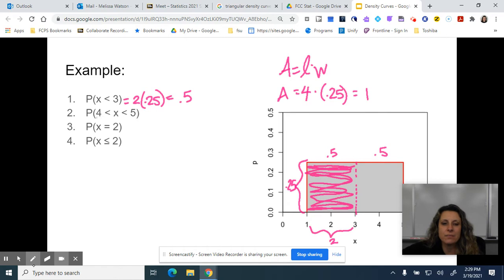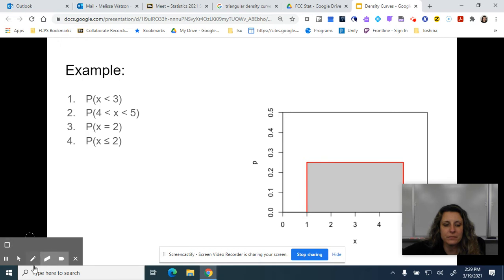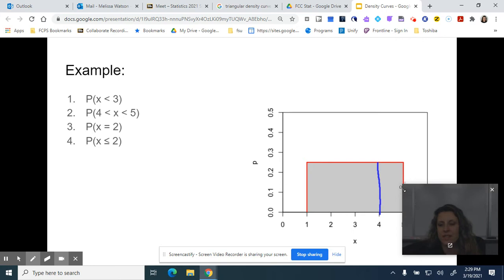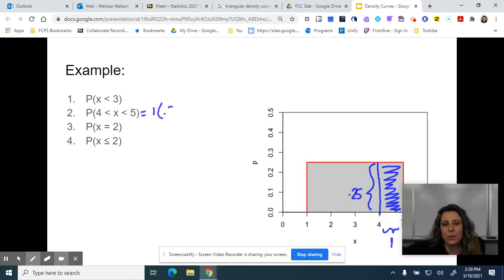Okay, the next, number 2, I'm going to actually erase number 1, so there's a little bit more room there. Number 2, we're looking for the probability that x is between 4 and 5. So 4 is here, 5 is the edge of that distribution, so I'm finding again that rectangle. The length is just 1 unit, and the width is again 0.25. So if we find the area, I would multiply length times width, and that's going to correspond to the probability of 0.25.